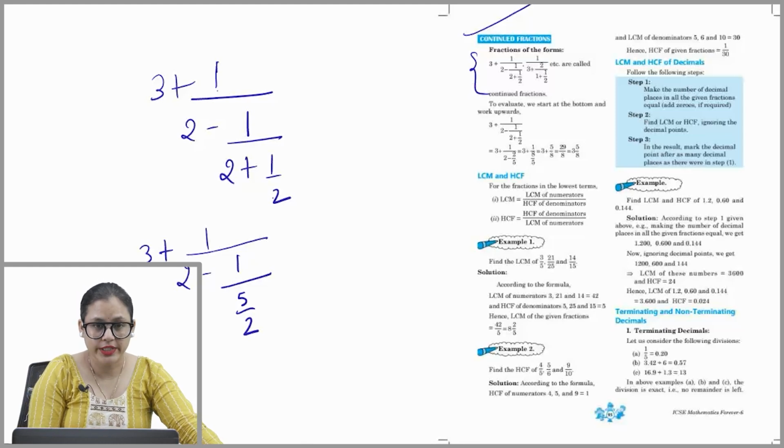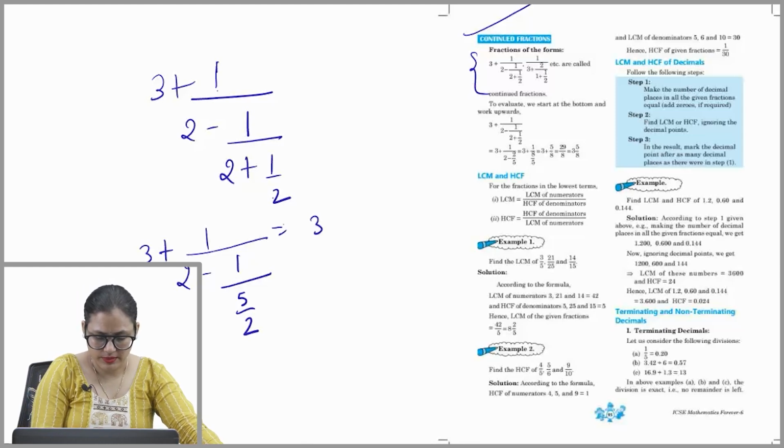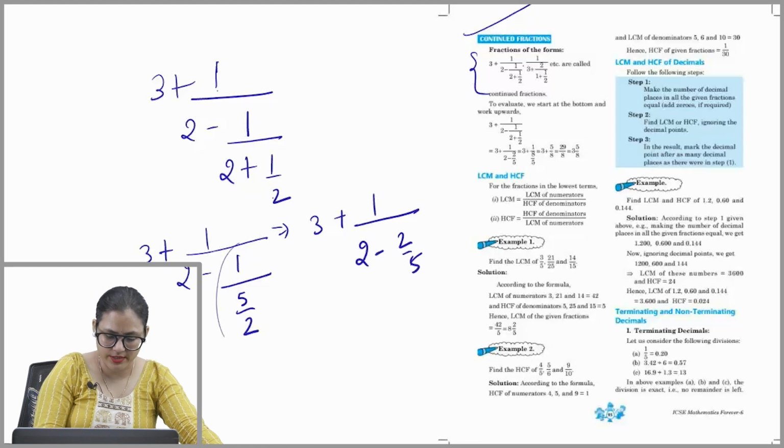Now, what will you get? 3 plus 1 by 2 minus 2 by 5. Why 2 by 5? Because this is 1 divided by 5 by 2. So we will write it as 1 into 2 by 5, that is 2 by 5.